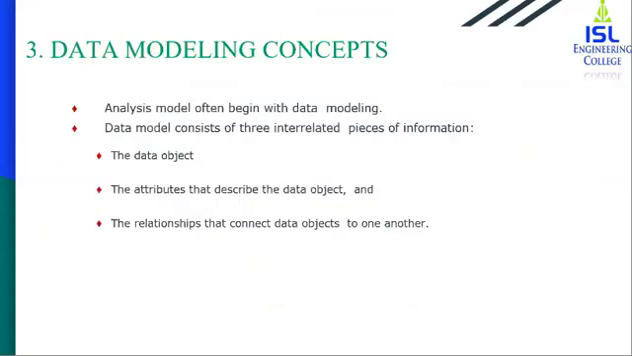Now, coming on to data modeling concepts. So the next topic is data modeling concepts. Now, what are data modeling concepts? The analysis model begins at data modeling. That is what type of data you're using. It depends on the software that you're designing. First, you need to identify what type of data is used by that particular software. So these data models consist of 3 things: the data object, attributes, and relationships. We'll see what these are.